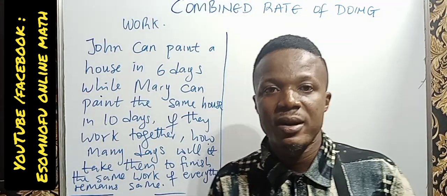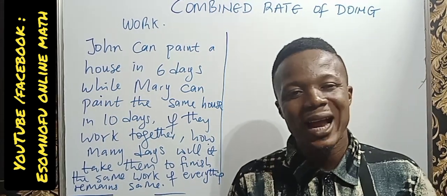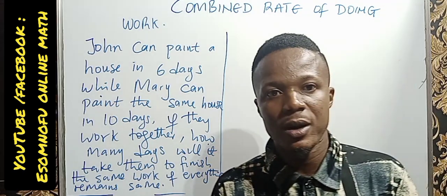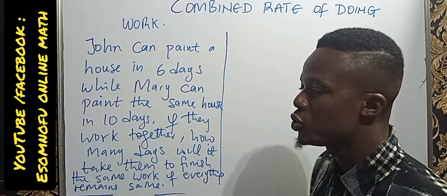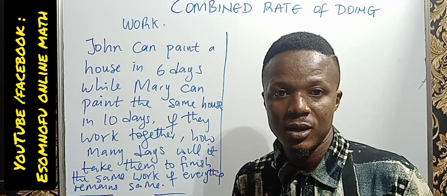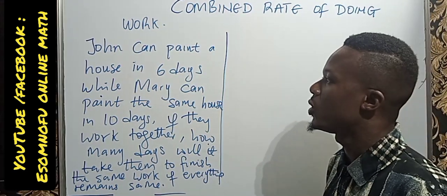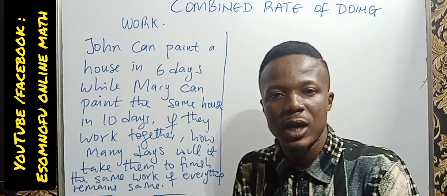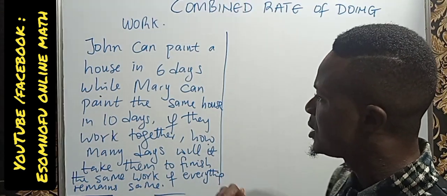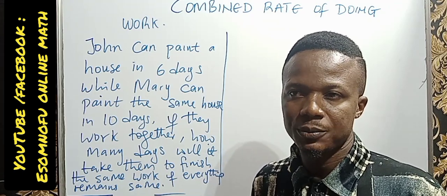By the words everything remains same, it implies that John will continue to work at the same rate he used to work when he is doing the work separately, and Mary will continue to work at the same rate as when she's doing the work separately. Now this time around, two individuals that perform work at different rates are to come together to perform the same work. You will see that the number of days it will take them should reduce. That is one thing you need to know here.